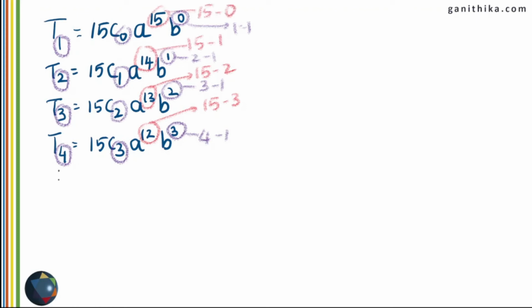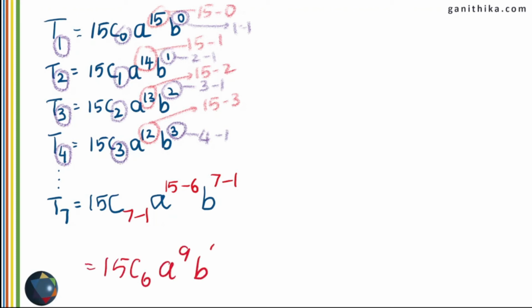Now you know what to do if you are asked to find T7, for example. So the number would be 15C, one number less than 7, a to the power of 15 minus one number less than 7, and b to the power of one number less than 7. Therefore, the answer for this is 15C6, a^9, b^6, which will be term 7 in the expansion of (a + b)^15.